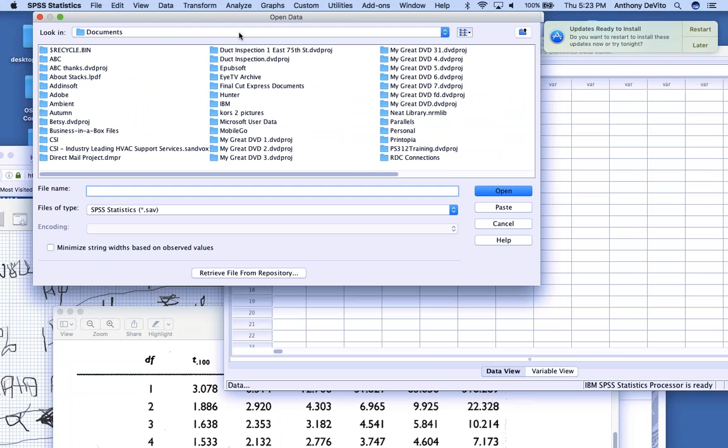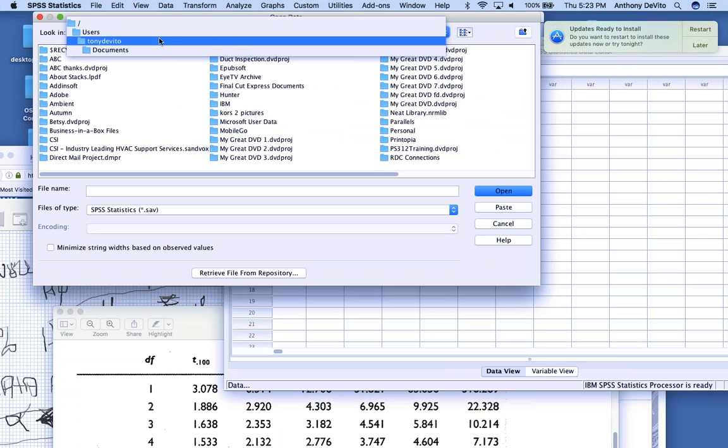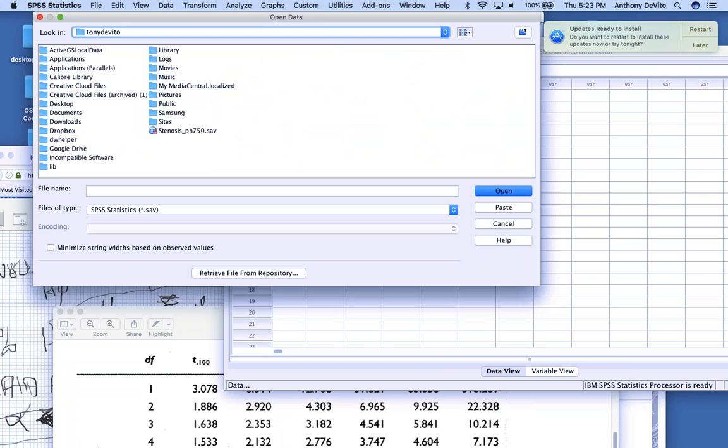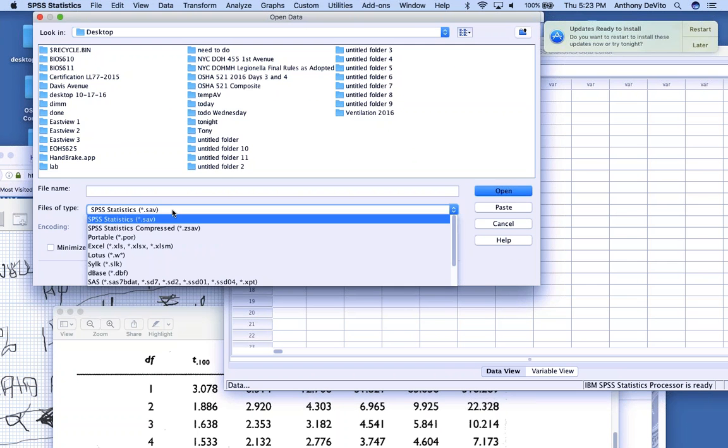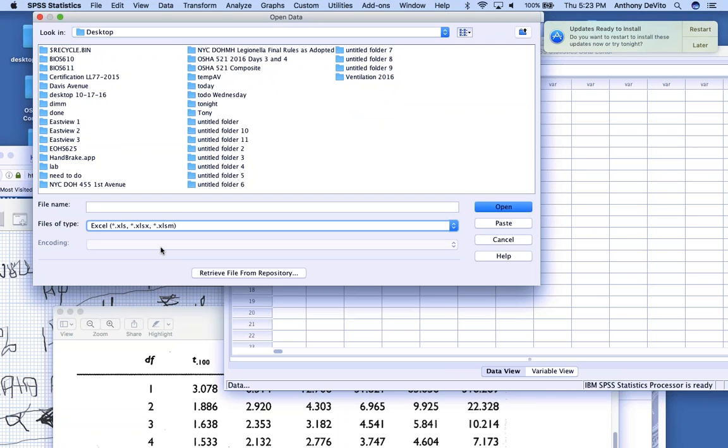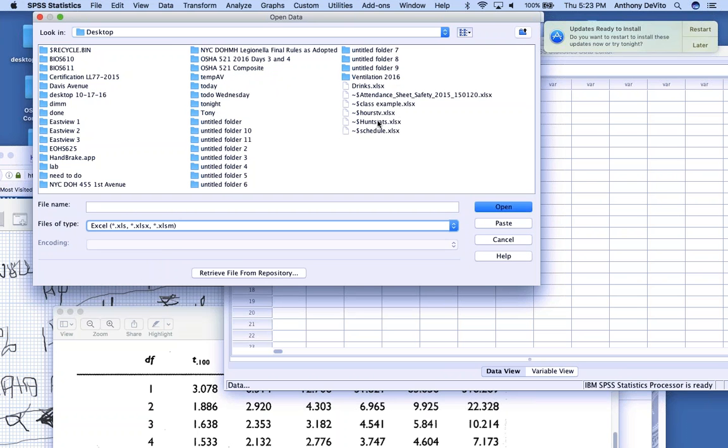It's going to open up a window. It's in Documents, so I have to navigate to my user area and then go into my desktop. It might be different for you guys on PCs. I don't see the file here right now because it only looks for its own files, .sav files. You have to click in here and tell it to look for Excel files. So now I can see there are some Excel files in here, including the one I just created, drinks.xls.